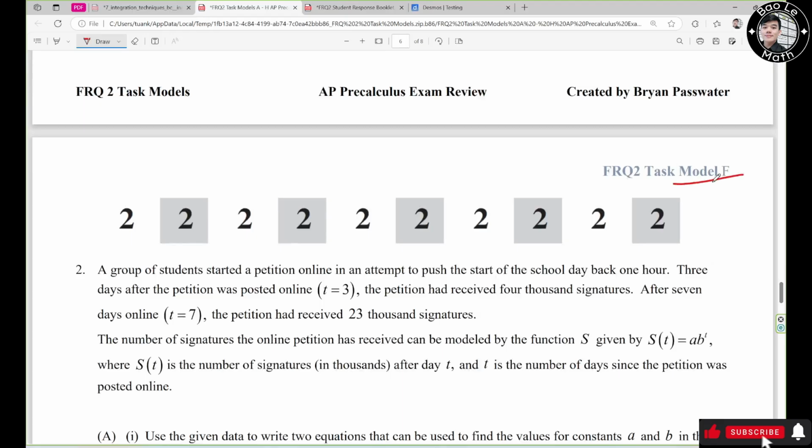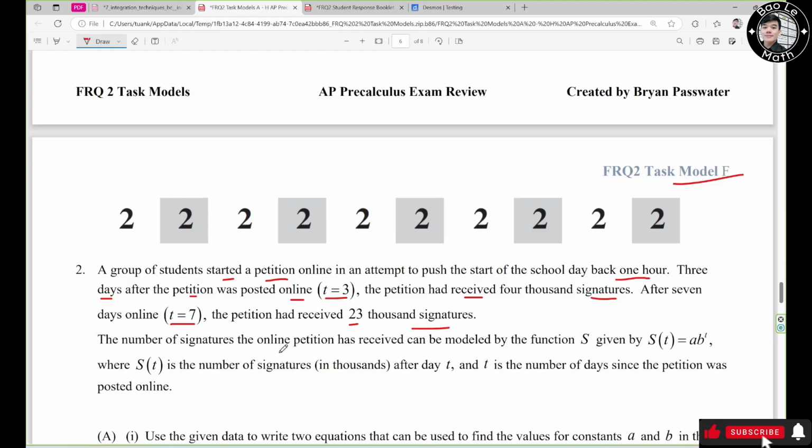Question F right here. A group of students started a petition online in an attempt to push the start of the school day back 1 hour. 3 days after the petition was posted online, which means t equals 3, the petition has received 4,000 signatures. After 7 days online, which means t equals 7, the petition has received 23,000 signatures.